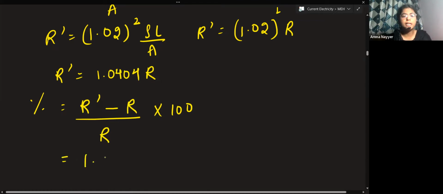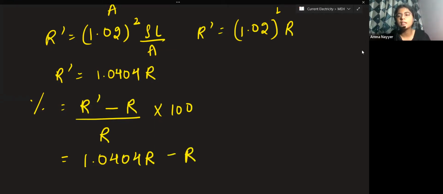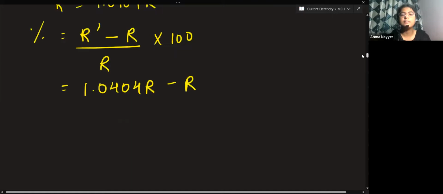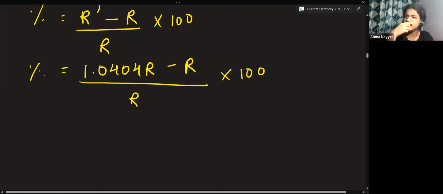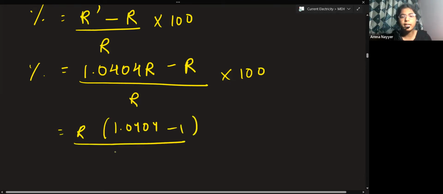Now let us write 1.0404 R minus original R, divided by the original R, into 100. This is the formula of percentage. From your earlier classes, you must have done this. So R you can take common. This becomes 1.0404 minus 1 divided by 1, into 100. R gets cancelled.